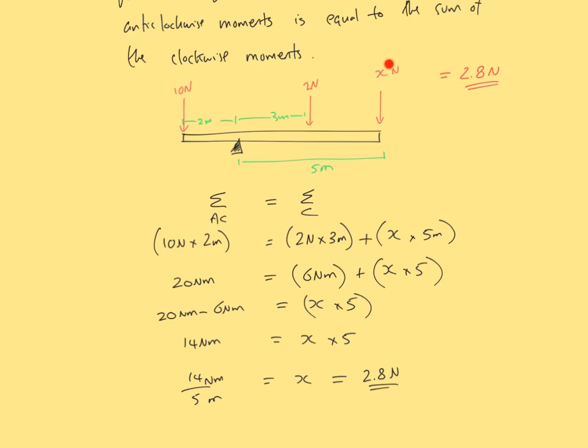And then that shows that this force at that distance plus this force at that distance, the clockwise effect of the first one and the clockwise effect of the second one, together equal and cancel out the anti-clockwise effect of the one on the left.